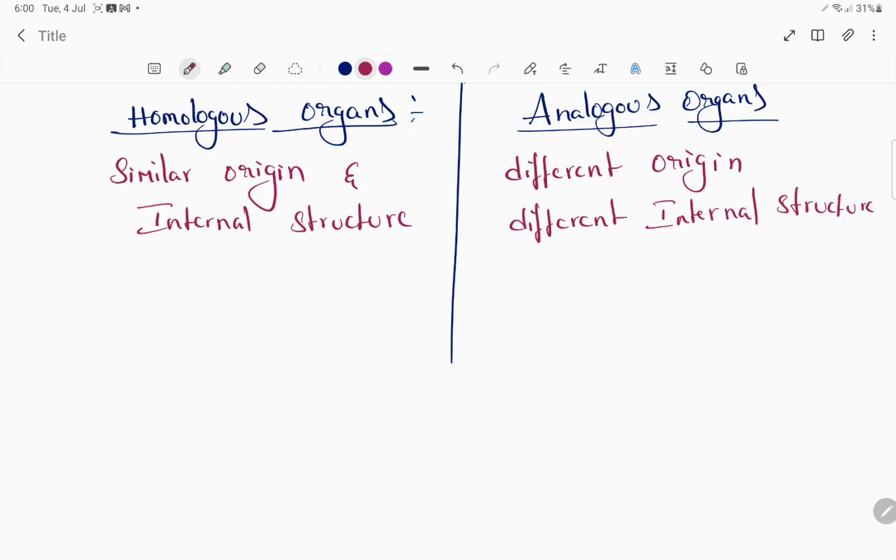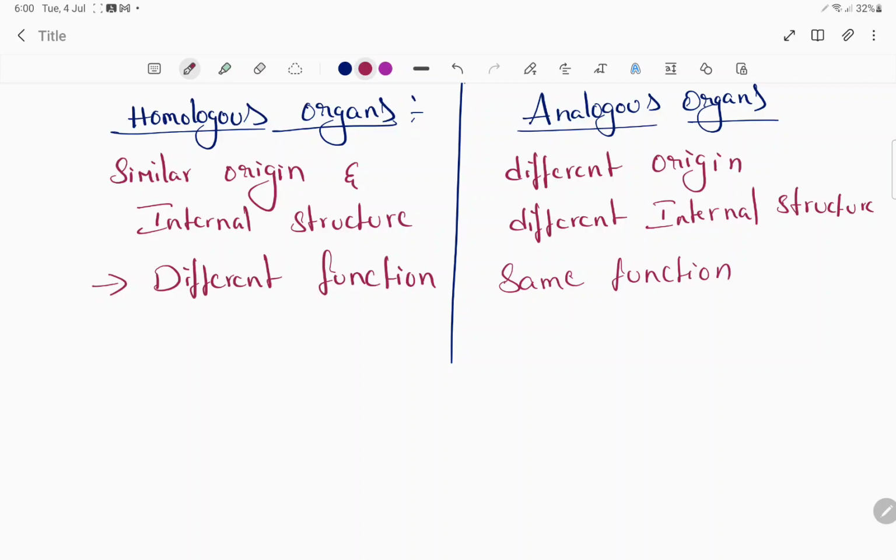Homologous organs arise due to what we call divergent evolution. Why? Because they will perform different functions. Like, for example, in divergent evolution the ancestry was common. So it will have a common ancestry, which is homologous, but you will have different functions. So this we call divergent evolution.